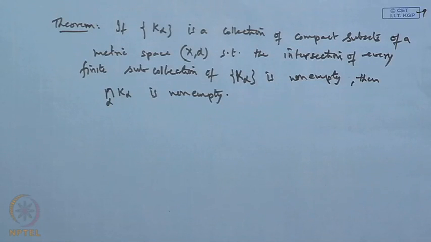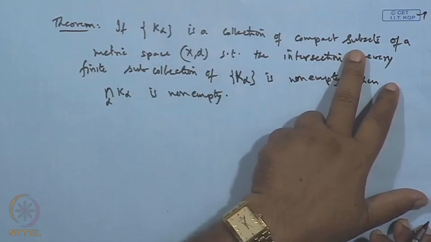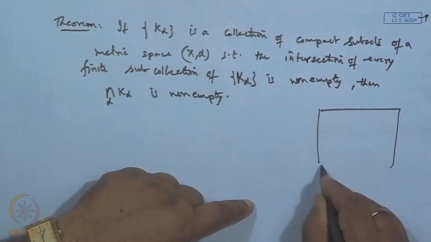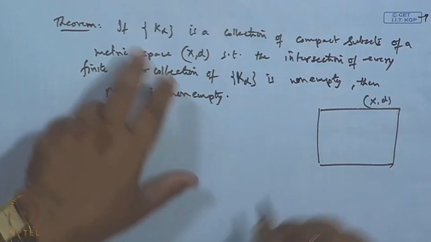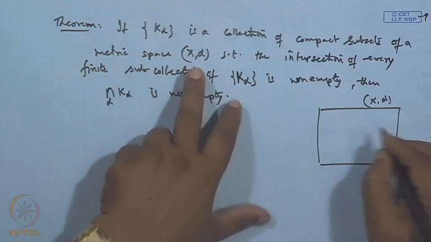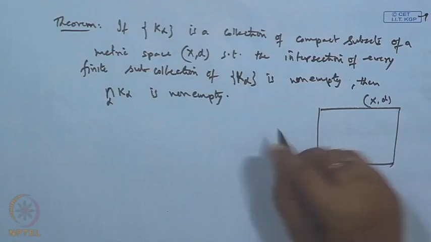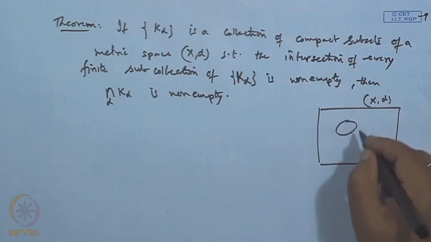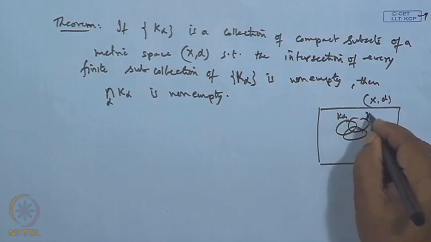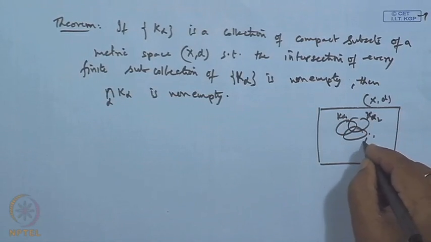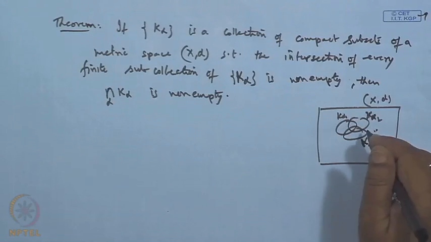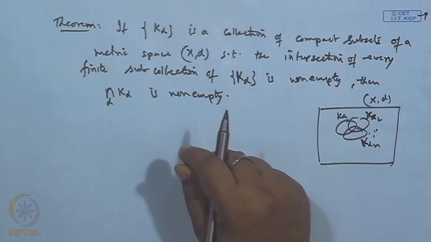So, this shows the finite intersection property. If K alpha is a collection of compact subsets of a metric space (X, d), where K1, K2, ..., Kn are compact subsets of this space, and K alpha 1, K alpha 2, ..., K alpha n are compact subsets of X, and each finite intersection of these is a non-empty set, then the arbitrary intersection will be non-empty.